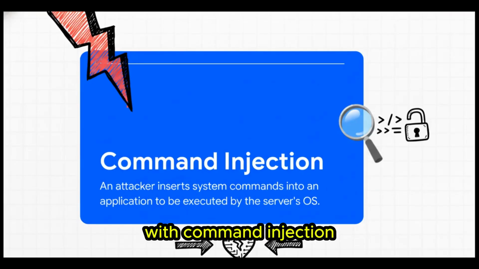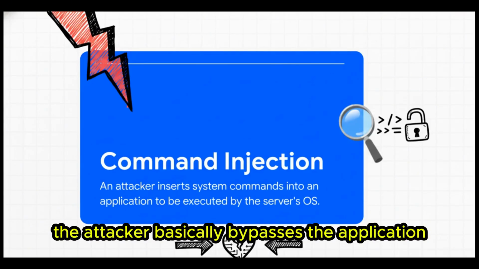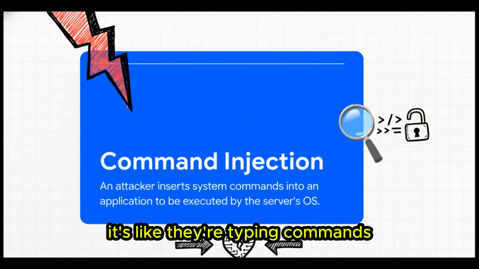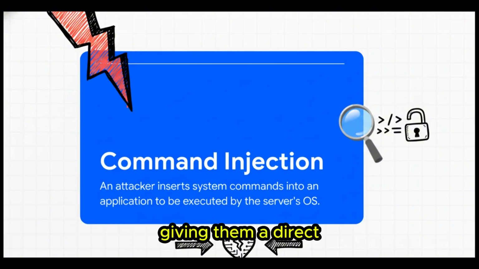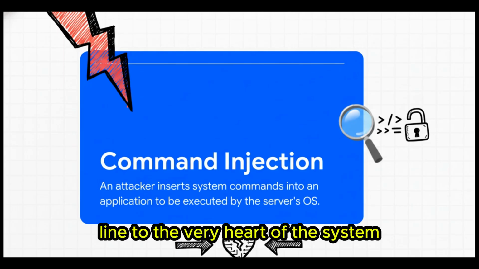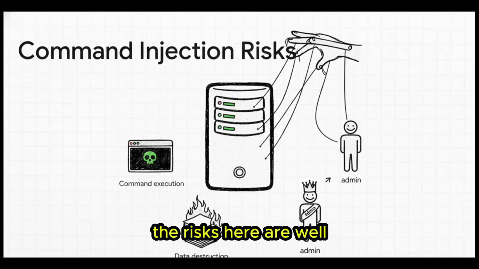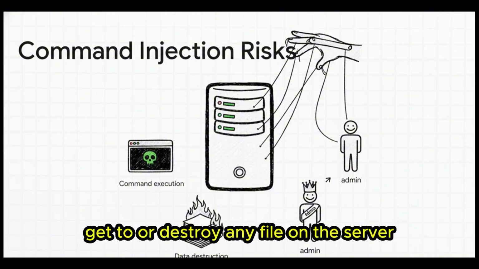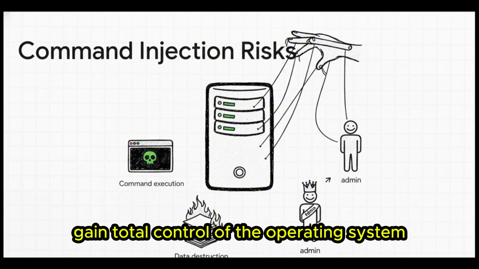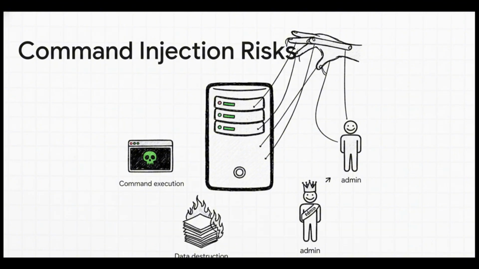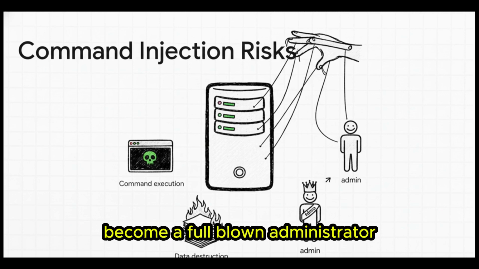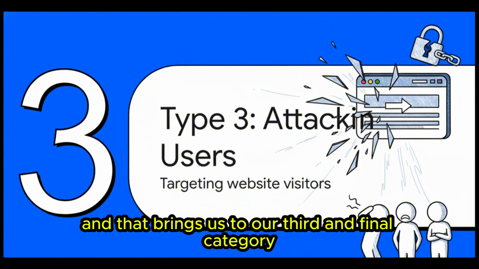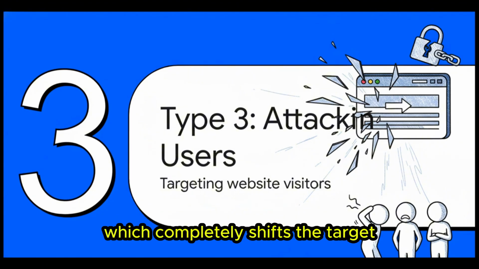With command injection, the attacker basically bypasses the application completely. They're not talking to the app anymore. It's like they're typing commands directly into the server's terminal, giving them a direct line to the very heart of the system. The risks here are, well, they're about as high as they get. An attacker can run any command they want, get to or destroy any file on the server, and ultimately gain total control of the operating system. From there, they can often escalate their privileges to become a full-blown administrator. Game over.